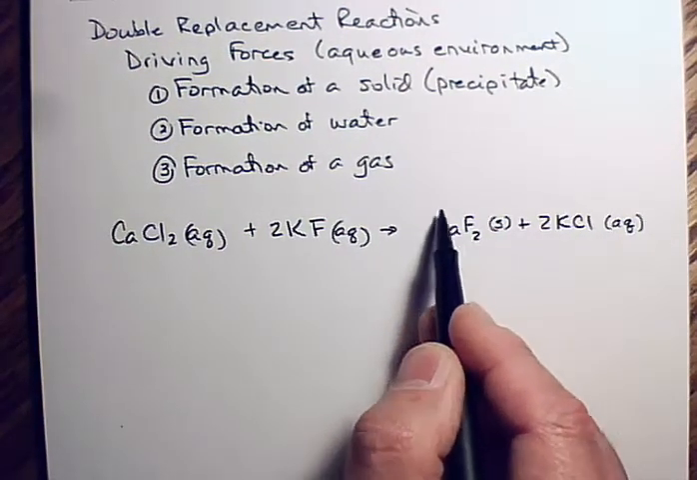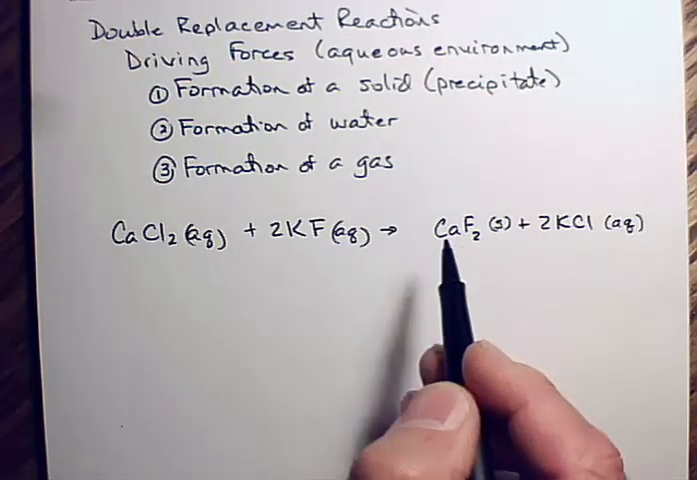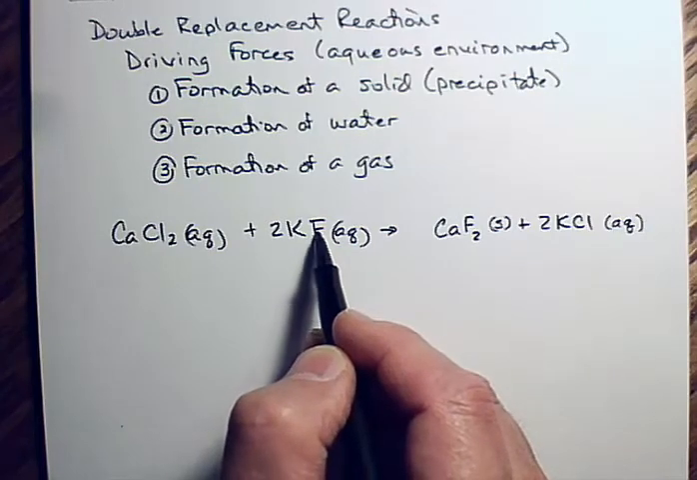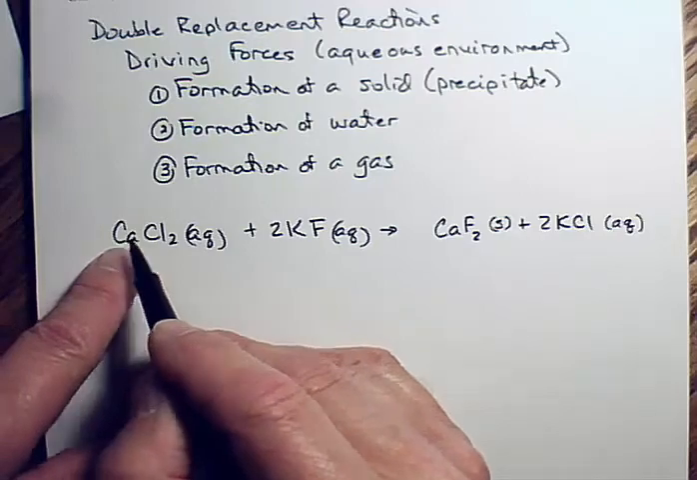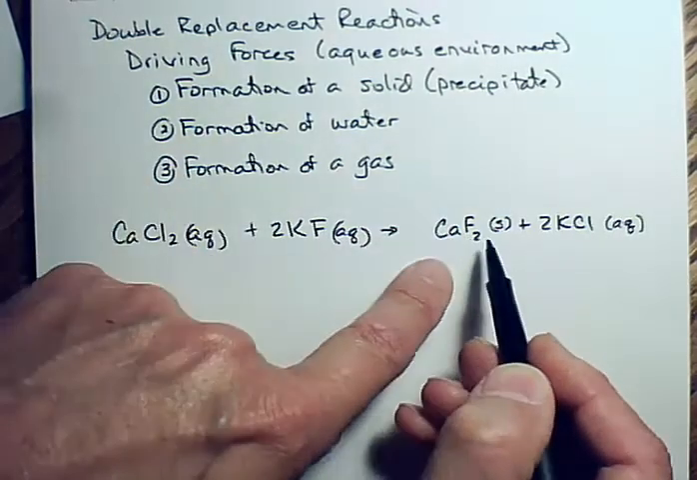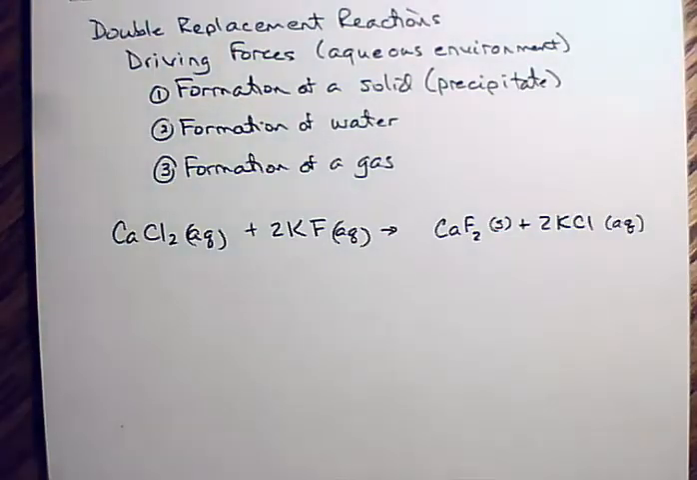Okay? So don't confuse this with F2 being by itself and forming a diatomic gas. This fluorine here switched out and joined up with the calcium. This is a double replacement reaction. It doesn't form F2 gas. It forms a bond with the calcium. Okay, all right.